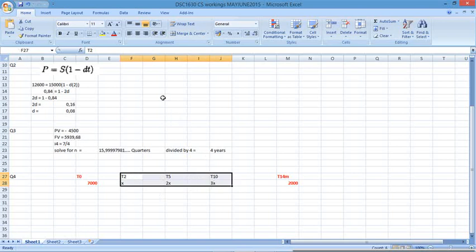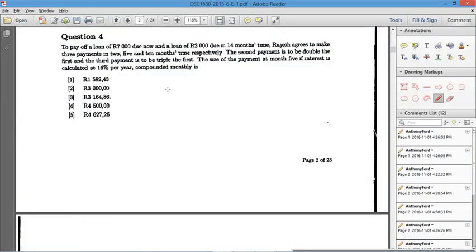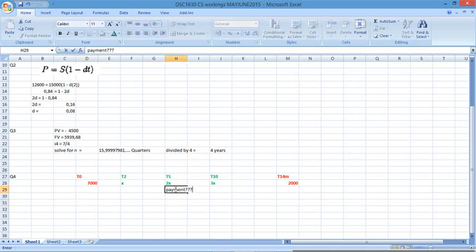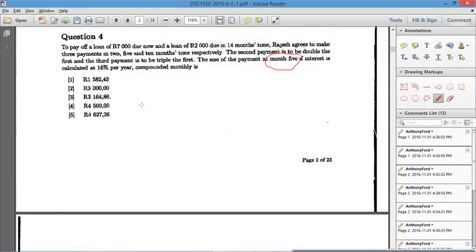So again, what are those? Those are payments. Those payments are going to reduce the loan. What else do I have? Well, they want to know what is the size of the payment at month 5. That's important. So they want to know what this payment is at month 5. We know it's twice the size of X. We know interest is compounded monthly, so that's I-12.